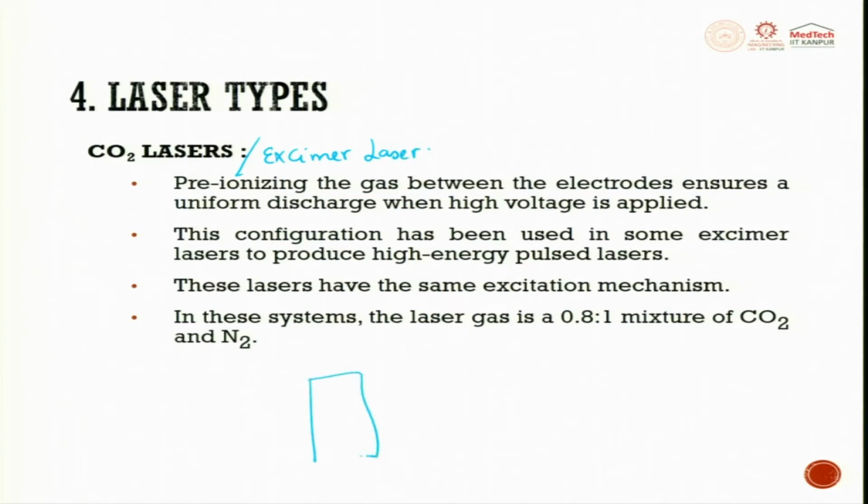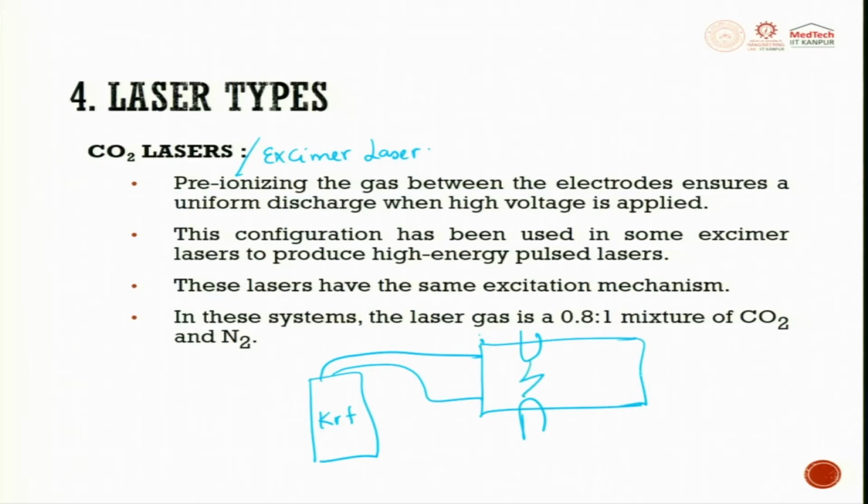So, here what happens, you have a cylinder, a pre-mixed cylinder, krypton fluoride. The gas goes into the tube, this is a glass tube, and in the glass tube you have electrodes through which there is a discharge happening. This is a cylinder, and it is pressurized. So, the tube goes like this. Okay. So, pre-ionized, the gas between the electrodes ensures the uniform discharge when high voltages are applied. This configuration has been used in some excimer lasers to produce high energy pulsed laser.